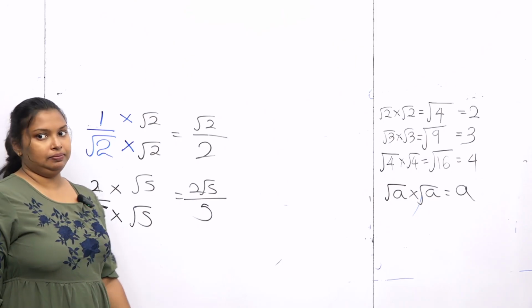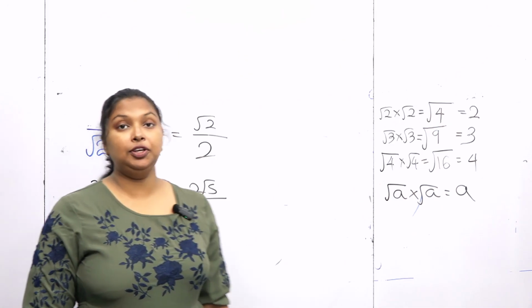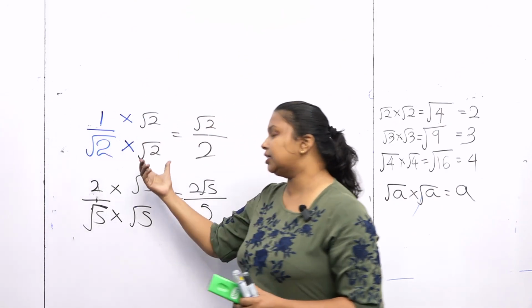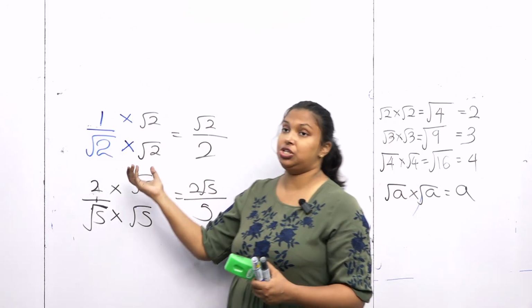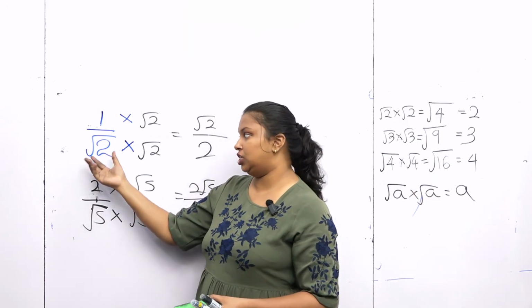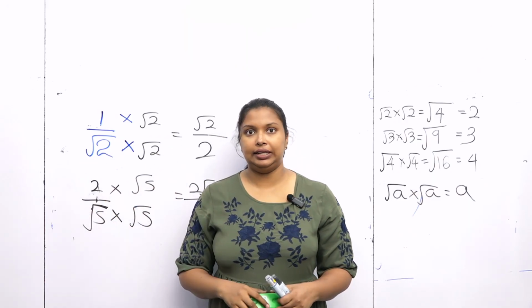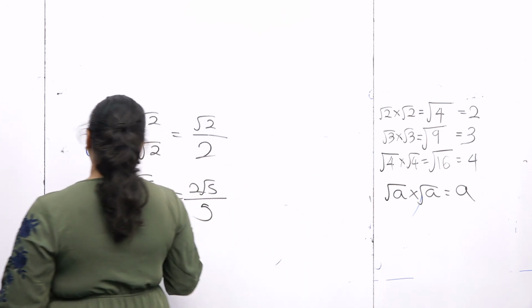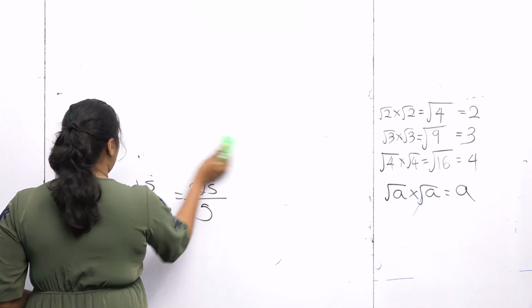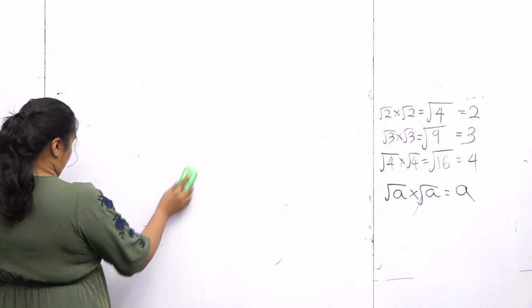Okay, now that is when you have a single number. When you have an irrational number in the denominator, we are doing it like this, multiplying by that particular number, right? Now what do you think? Right, how to do this one?